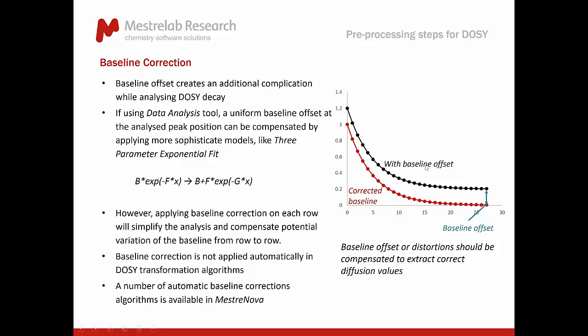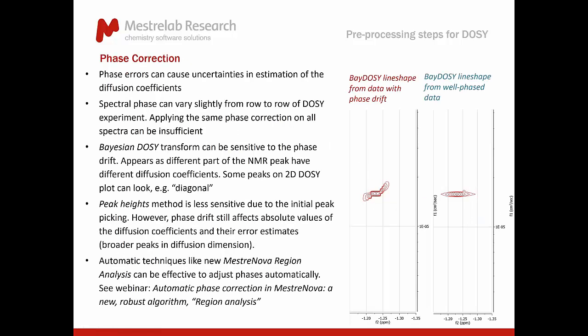So baseline correction is a pretty important operation to do, especially if you have a big baseline distortion in your data set. Don't expect a good, accurate value of the diffusion coefficient if your data is not baseline corrected. MestReNova has plenty of options for baseline correction. Most of them work quite nicely, automatically or in a semi-manual way, but it's important to do this before applying the DOSY transformation. The other artifact you can see is phase error.